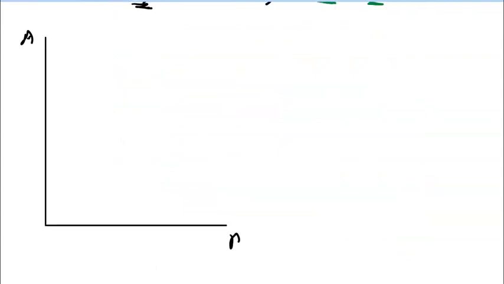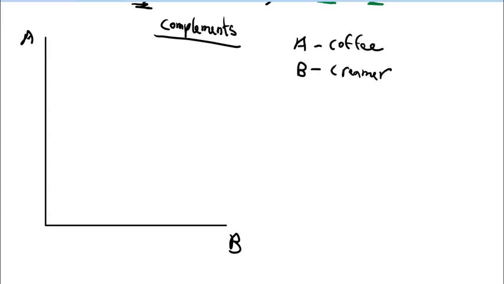The first one is what we would call complements. Complements are products that go well with each other, so we want them in a specific ratio. Let's say in this case, A is coffee and B is creamer. If I'm a certain person, I may want a specific ratio of creamer and coffee in my coffee drinks. So I may want, let's say, A is in cups and B is in tablespoons. So maybe I like 1 tablespoon of creamer in my 1 cup of coffee.